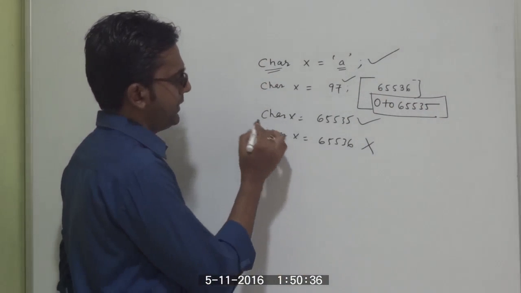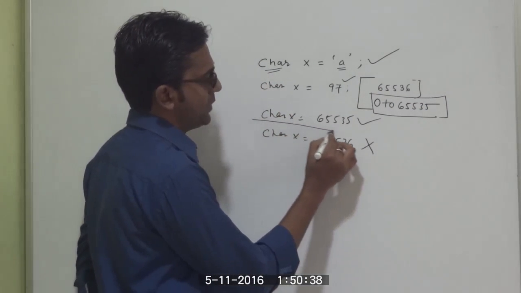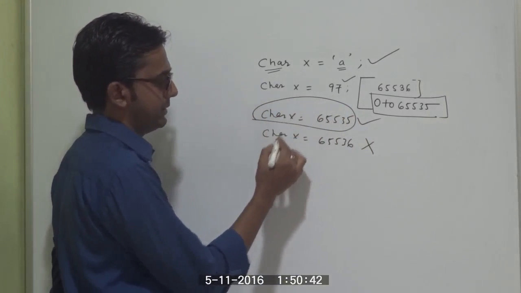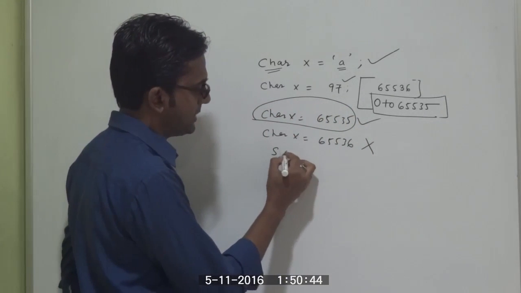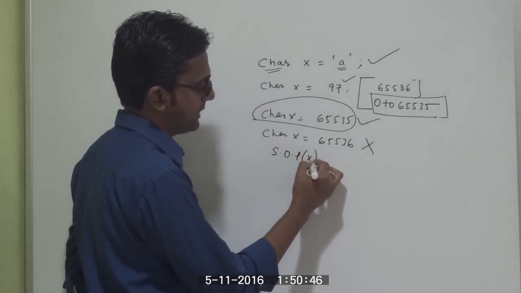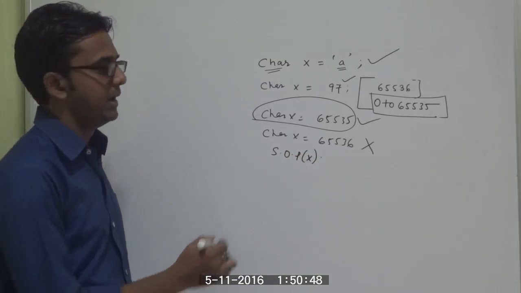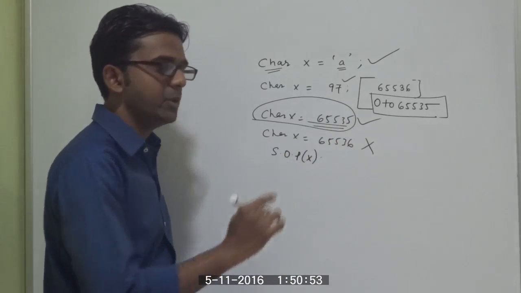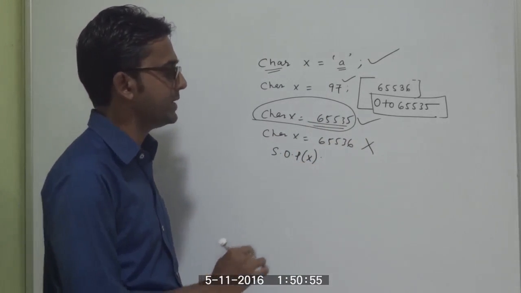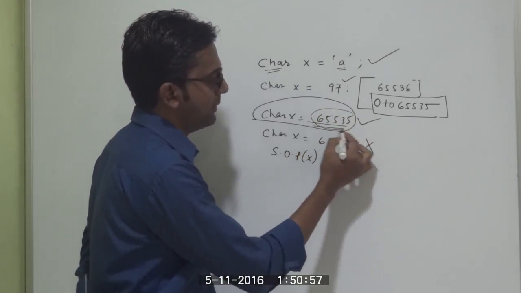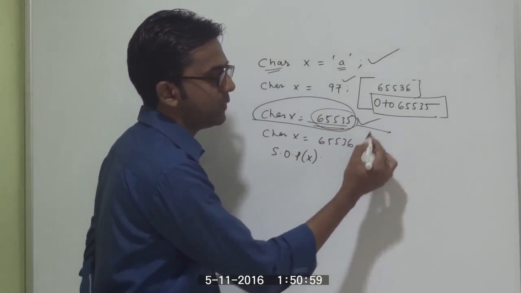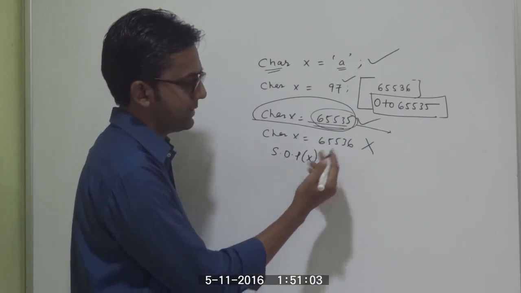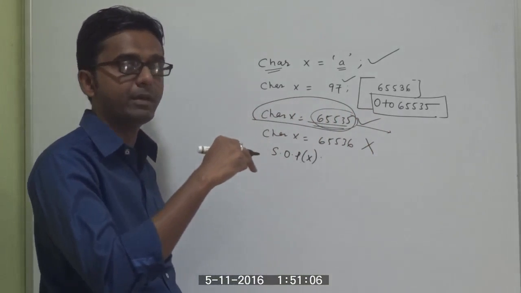Now, if you are writing char x equals 65,535, and now I am trying to print x, suppose I write System.out.println(x), then what will be the output? This particular number is associated with a Unicode character, as I discussed in the previous tutorials. Whenever I write System.out.println(x), that particular Unicode character will be printed.